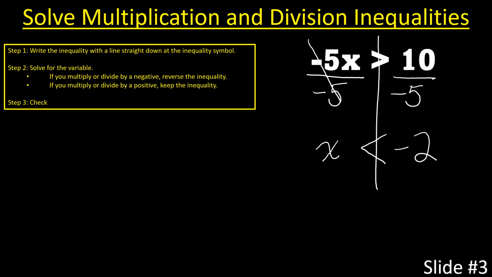Let's see if that makes sense. A number less than negative 2 is negative 3. Negative 5 times negative 3 is definitely greater than 10. Therefore, we are correct.